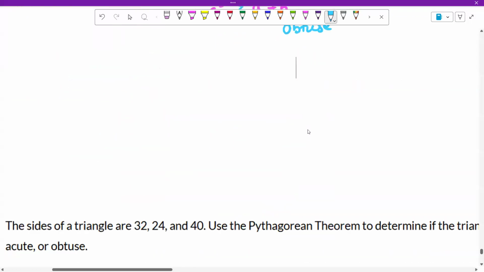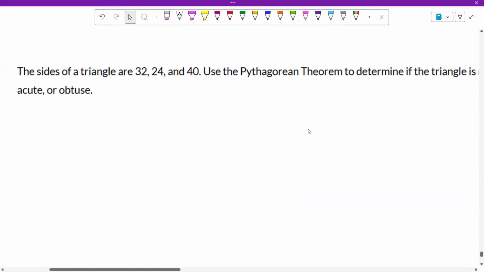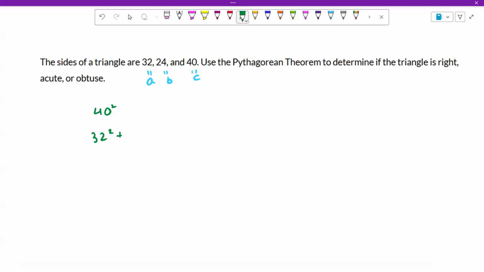And let's go with the last example here. 32, 24, and 40. Again, this is C. This we can say is A. This we can say is B. 40 square, 32 square, and 24 square. How much is 40 squared? It's 1,600. That's right.